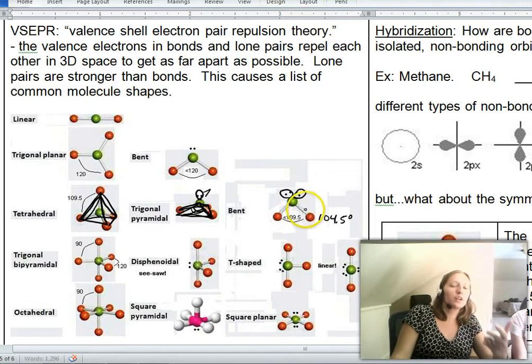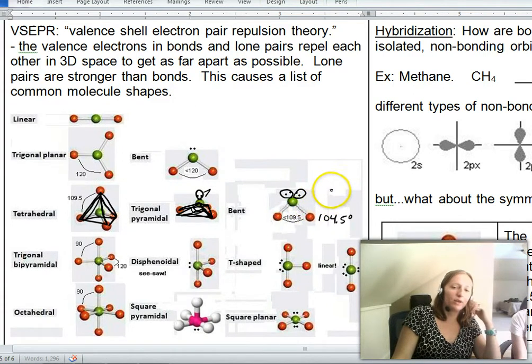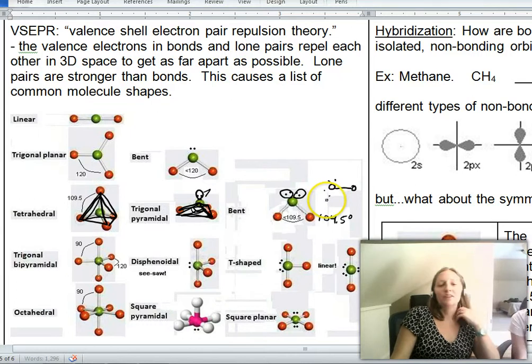And then you can also say, well, what if you had three lone pairs? Well, if you had three lone pairs, you'd have the green guy bonded to the red guy and dot, dot, dot, dot, dot, dot, and you're linear again. Right? It's just a really fancy, extremely polar linear.